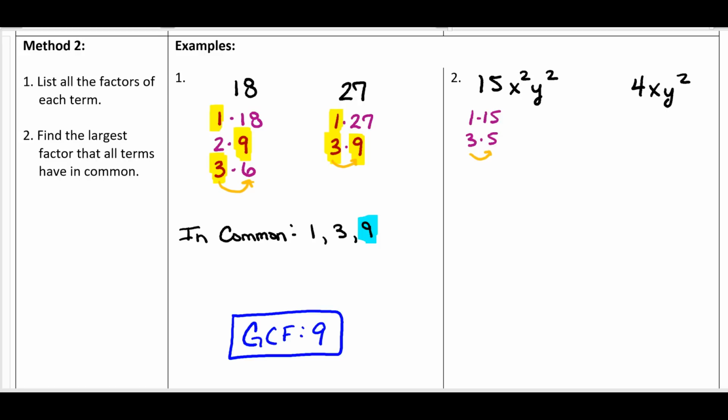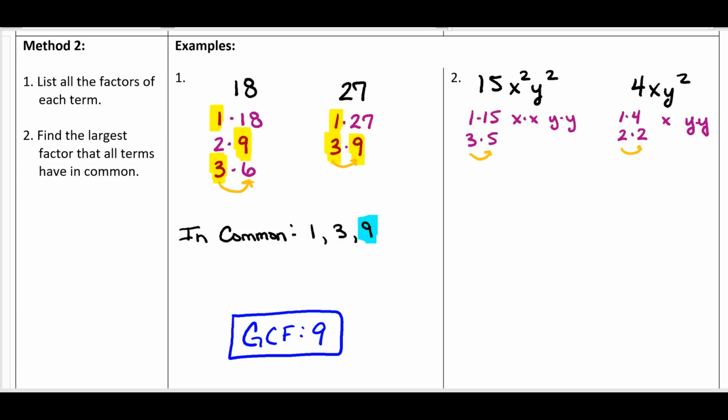Now I'm going to do the same thing with my x's. List out all my x's. So x times x, and I have y times y. So I've also broken down x squared and y squared. So now 4, the factors of 4 are 1 times 4 and 2 times 2. Notice I've gotten to my turnaround point, so I know I'm done. My factors of x are x, and my factors of y squared are y times y.